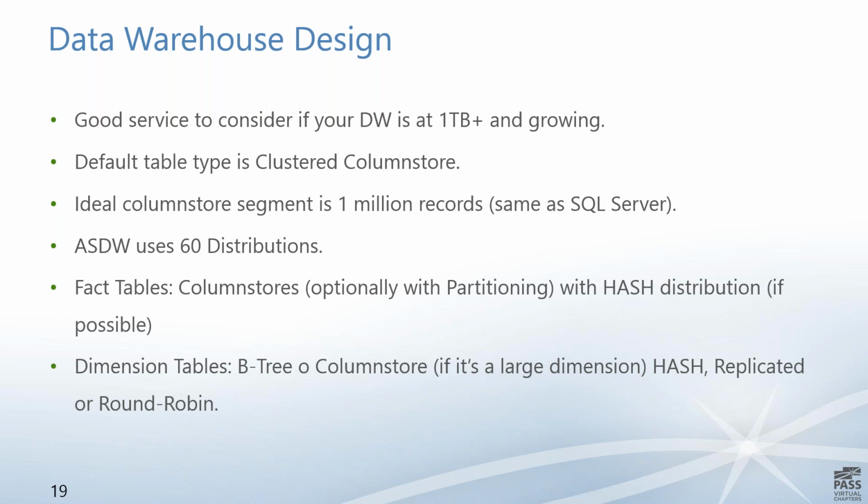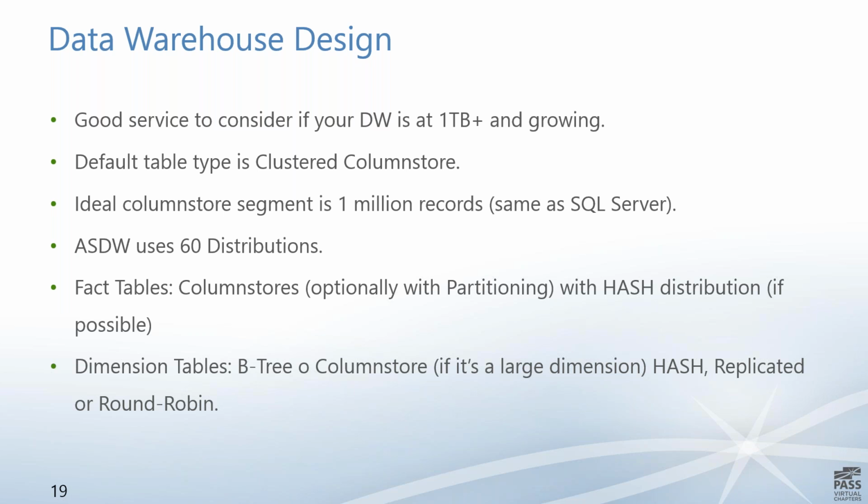SQL Data Warehouse uses 60 distributions. Again, this is a fixed number, but it actually comes into play, and I'll show you later on in an example that I have. The classic design for SQL DW is to do fact tables as column stores, optionally with partitioning, so we can mix both. And if you do have a good column for hash distribution, that's what you want to use as much as possible because we want to minimize data movement.